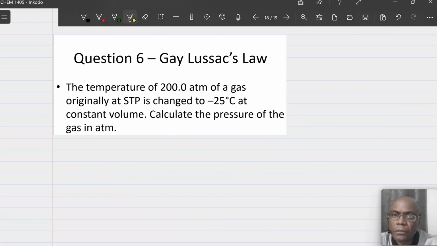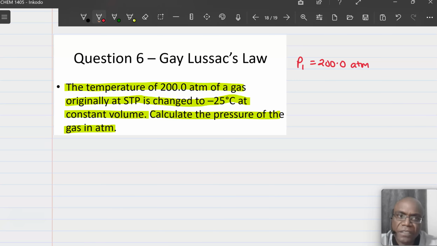Let's do another example on Gay-Lussac's law. The temperature of 200 atm of a gas originally at standard temperature and pressure is changed to negative 25 degrees Celsius at constant volume. Calculate the pressure of the gas in atms. So I know that I'm given P1 to be 200 atmospheres. The hidden information here is STP. STP simply stands for standard temperature and pressure.